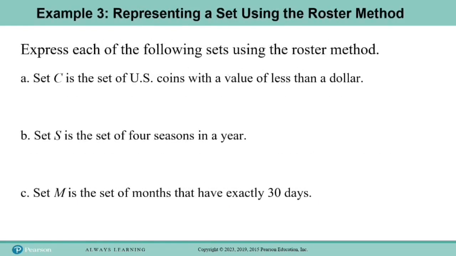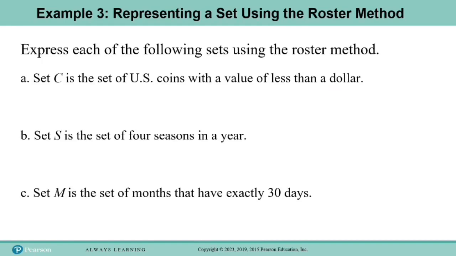Okay, now in example 2, we had a set that was described with the roster method, and we had to give the word description. Now in example 3, we're going to have a set where the word description is given, and we will have to come up with the roster method. So it says express each of the following sets using the roster method. And part A says set C is the set of U.S. coins with a value of less than $1.